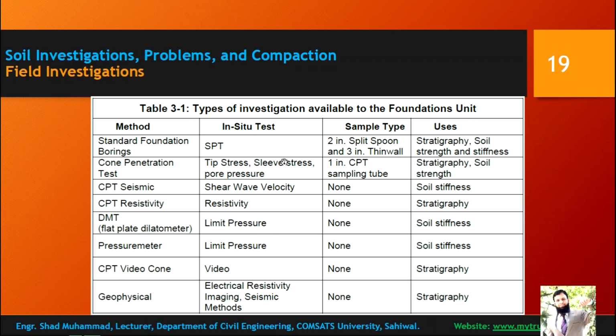This test is also used to identify stratigraphy, soil strength. Cone penetration test with seismic shear wave velocity, and soil stiffness is investigated. CPT resistivity and stratigraphy, and flat plate dilatometer, limit pressure is used, and soil stiffness, pressure meter, soil stiffness, and CPT video cone stratigraphy, and geophysics, and physical electrical resistivity, imaging, and seismic methods. They are stratigraphy. So mostly SPT is used.